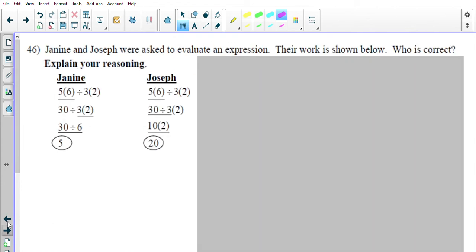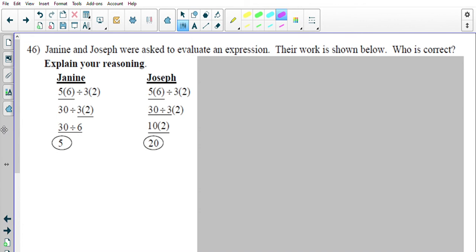All right, not done with this video though yet. We've got one more question, a few independent practice problems, and then we're done. So number 46, it says Janine and Joseph were asked to evaluate an expression. Their work is shown below. Who is correct? And explain your reasoning. You'll see problems like this quite a bit. We do see error analysis questions pretty often here. So why don't you take a look at their work, see if you can figure out who is correct.